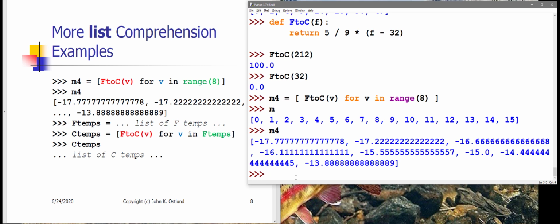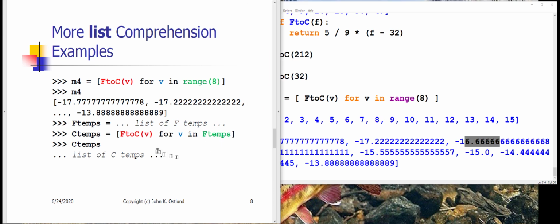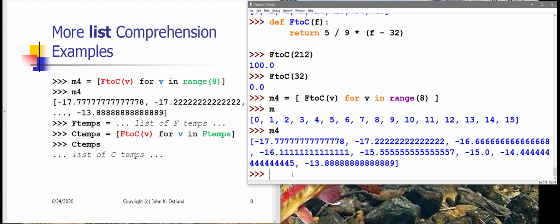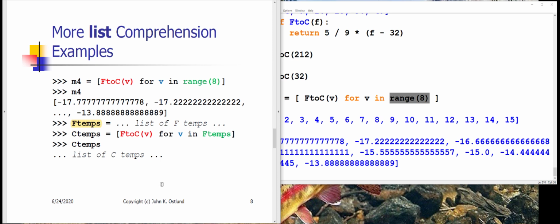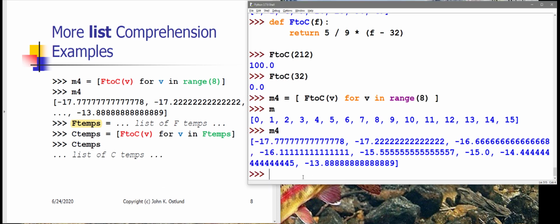There we go. So here are the Celsius values corresponding to Fahrenheit temperatures 0, 1, 2, and so forth. Rather than using a range as my iterable, I could predefine some collection of Fahrenheit temperatures and then use that collection, probably a list or possibly a tuple, to drive the for loop in my comprehension.